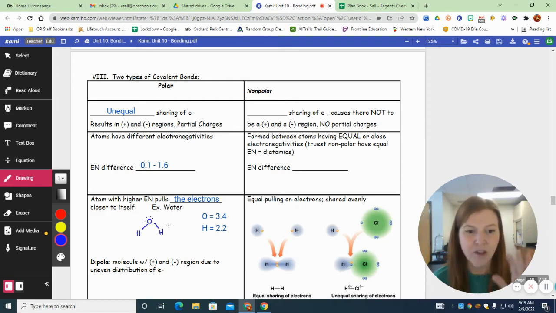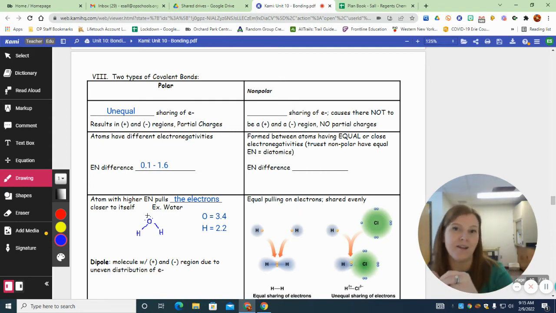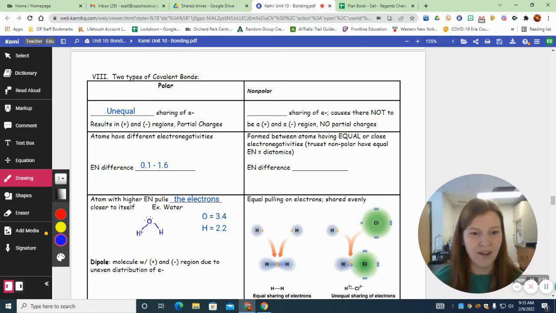Now, to be clear, though, these aren't full charges like what we get with ions. With an ion, a positive ion or a negative ion, the electron literally leaves one atom entirely and goes someplace else. So it is a permanent charge, a permanent change in charge. With these dipole molecules, you get partial charges where the electron is still sometimes going to be found around the hydrogen. It's just spending most of its time near the oxygen.